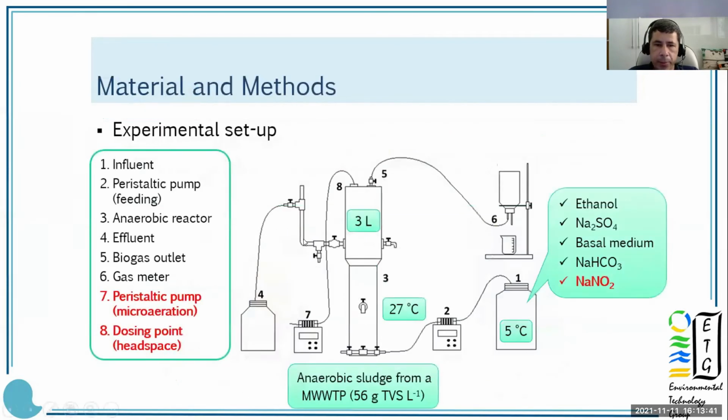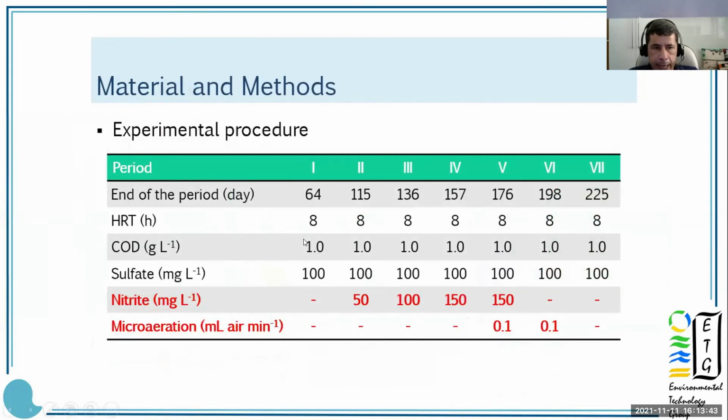So we ran some experiments, and the different phases are what I'm going to show. The hydraulic retention time was 8 hours, which is more or less the HRT used in sewage treatment. The COD was around 1,000 milligrams per liter. We added ethanol as a model compound of carbon. We adopted the sulfate concentration of 100 milligrams per liter, which is the concentration usually found in sewage.